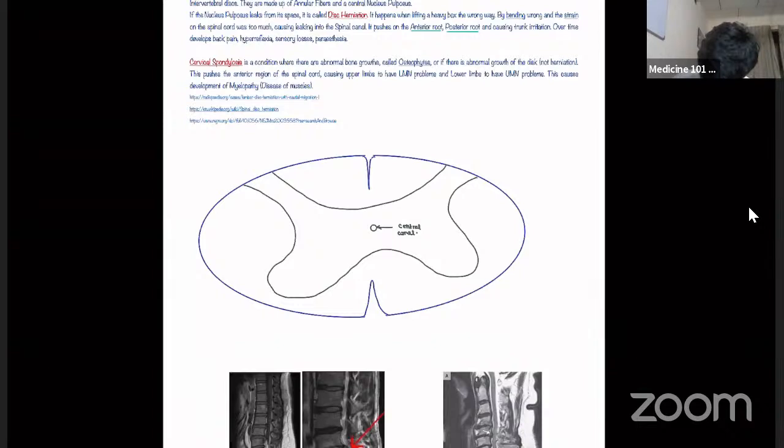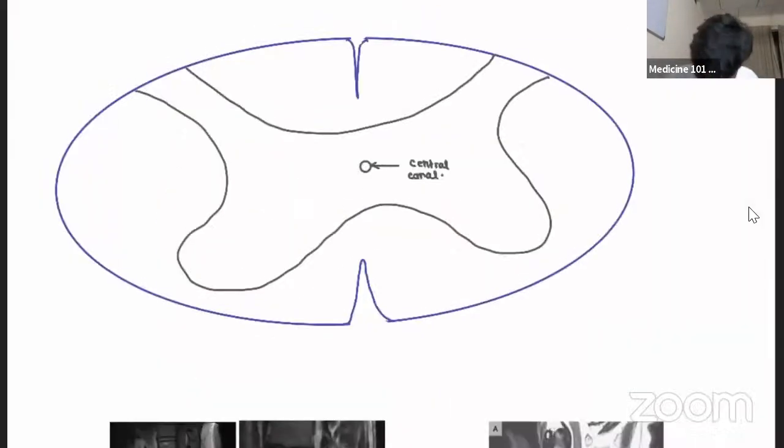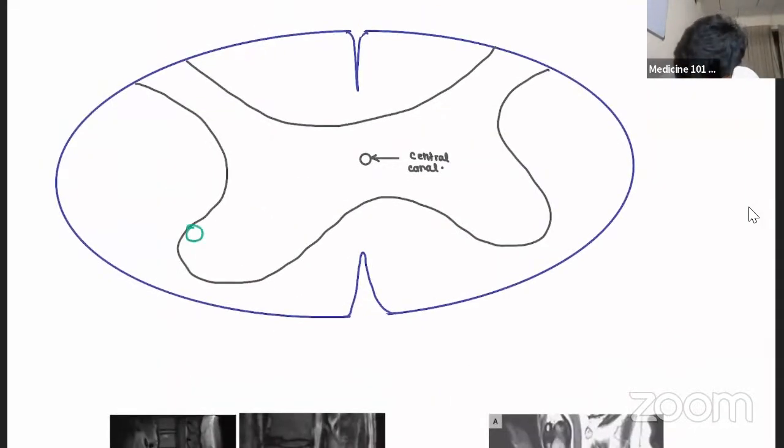Give me a second, guys. Okay, let's do it like this. So what I'm drawing right now, are they motor or sensory neuronal bodies? Just guess. Motor. Yes. Motor.